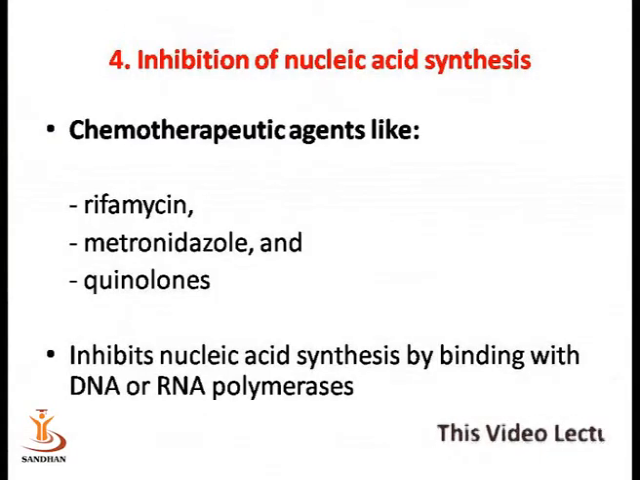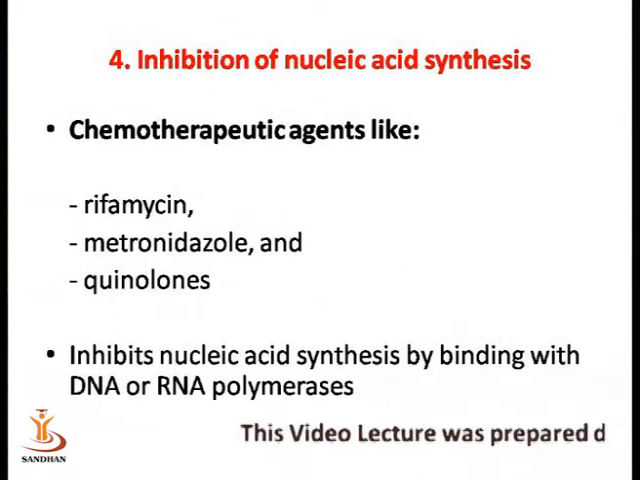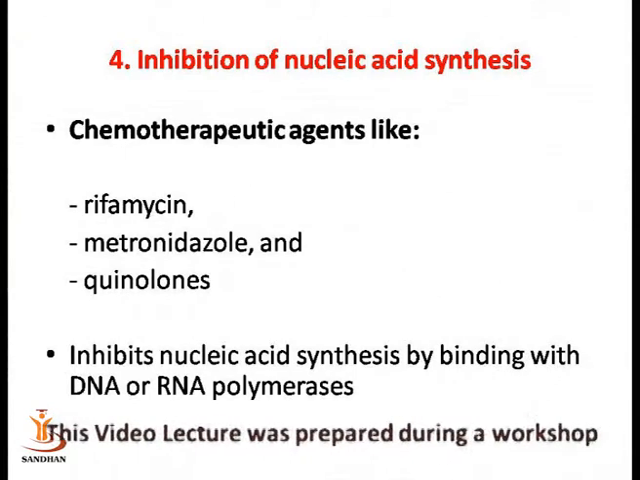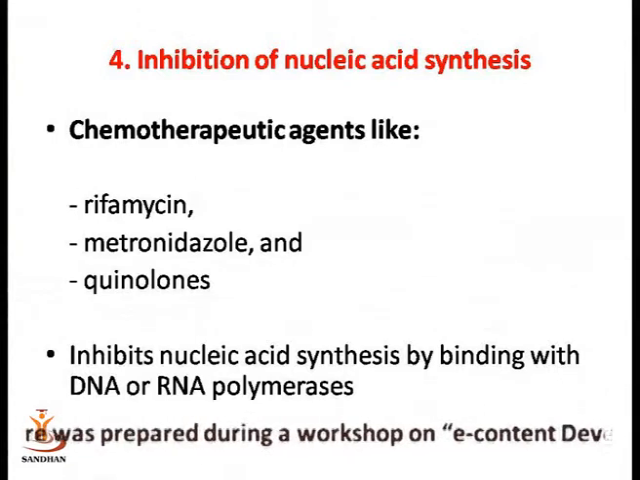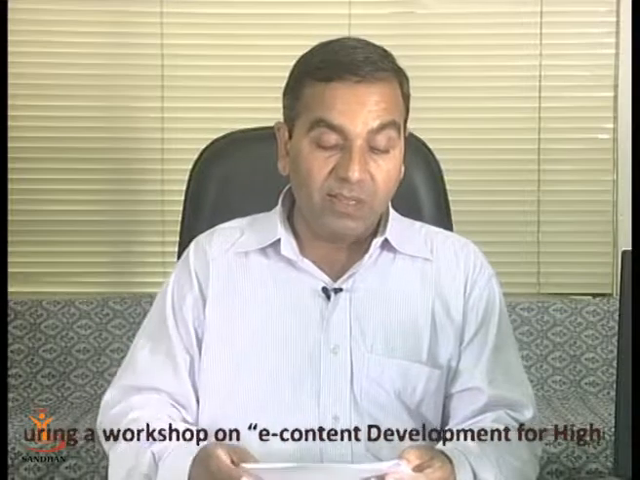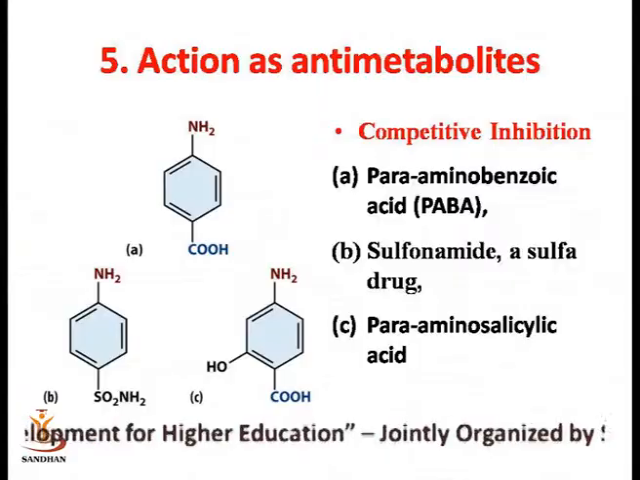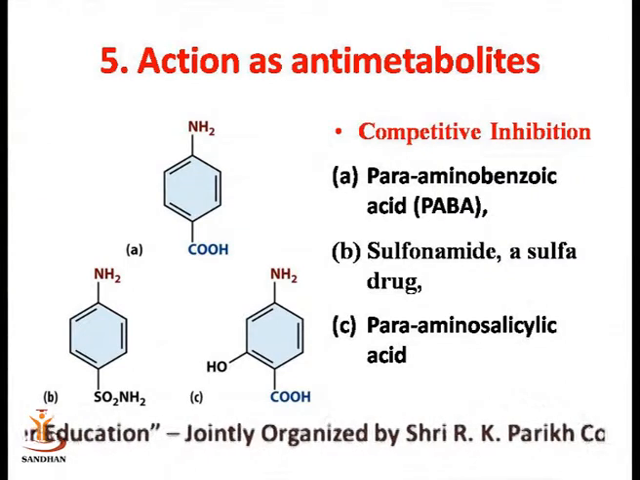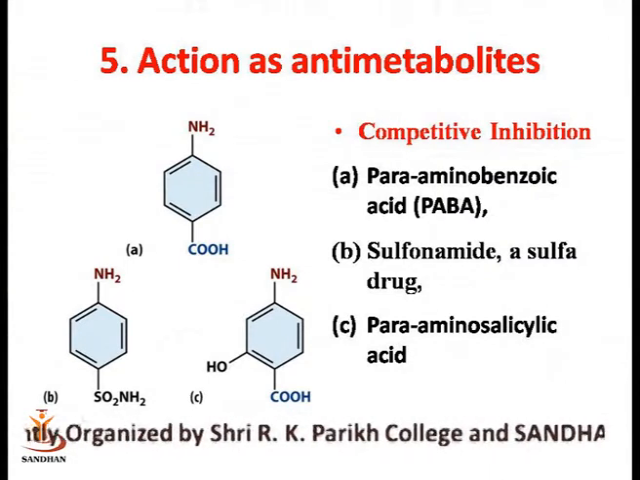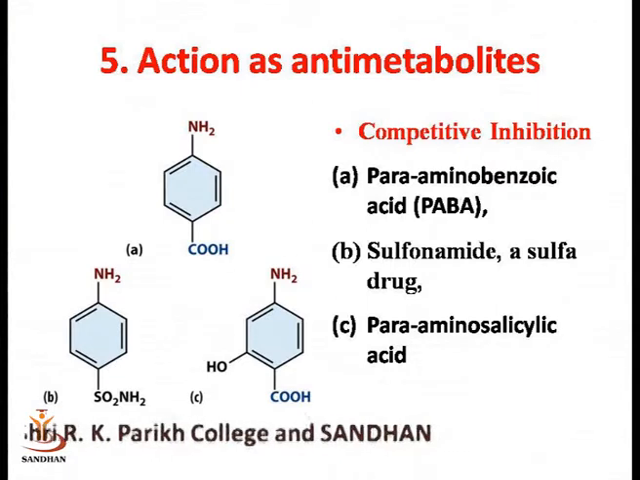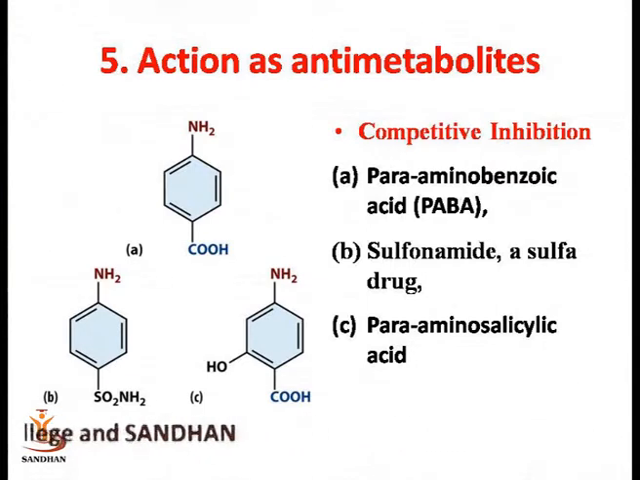Chemotherapeutic agents like rifamycin, metronidazole, and quinolones inhibit nucleic acid synthesis by binding with DNA or RNA polymerases. The last but not least is acting as antimetabolite. Sulfonamides or sulfur drugs act as normal substrate analogs and inhibit the growth of bacteria by interfering with their metabolic reactions. Sulfonamides compete with para-aminobenzoic acid and inhibit folic acid synthesis in bacteria.